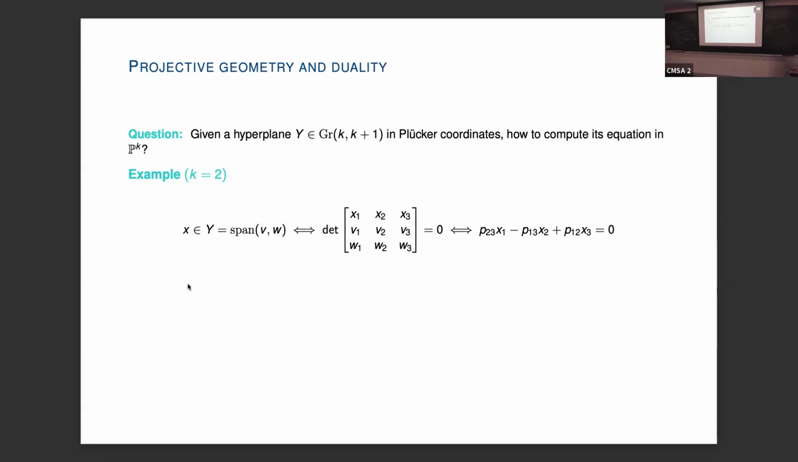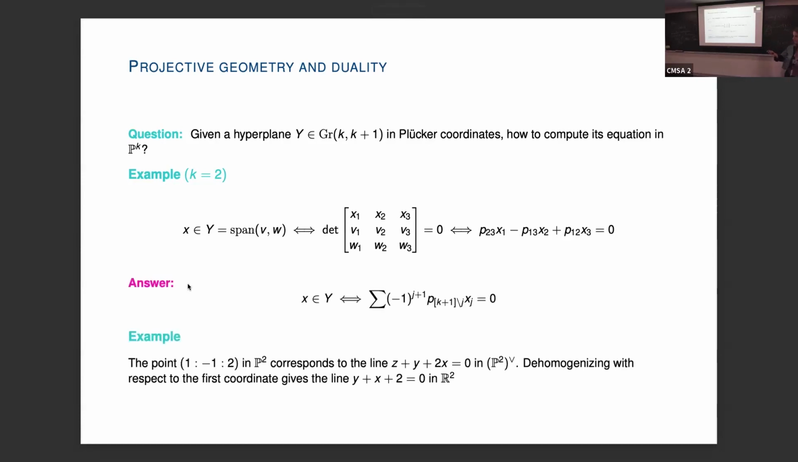And in general, it's the exact same thing. You can write it down. We get it by doing a similar Laplace expansion of a determinant like this, and we get this equation for the hyperplane. Again, if you start with your minors in reverse lexicographic order, you reverse the order to match, and those are your coefficients in reversed order with alternating signs.